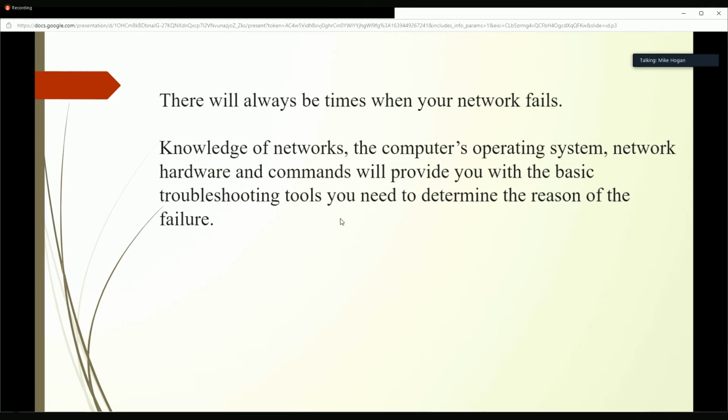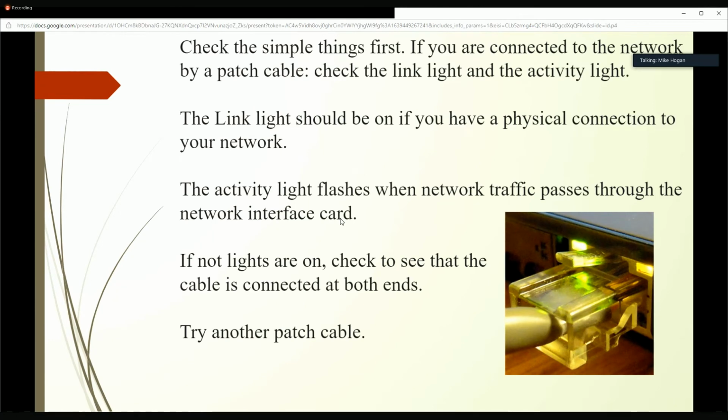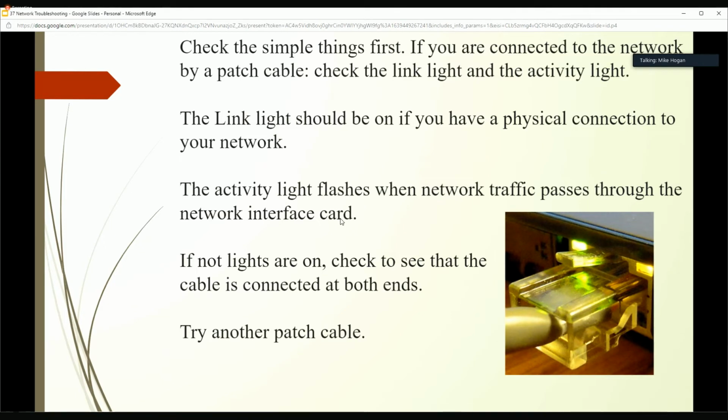Okay, so what are we going to do when the network fails? First thing, when we don't have connectivity, when we have issues, always think simple first, right? Go as simple as possible. Things that fail more often are probably the case. Things that move fail more often.